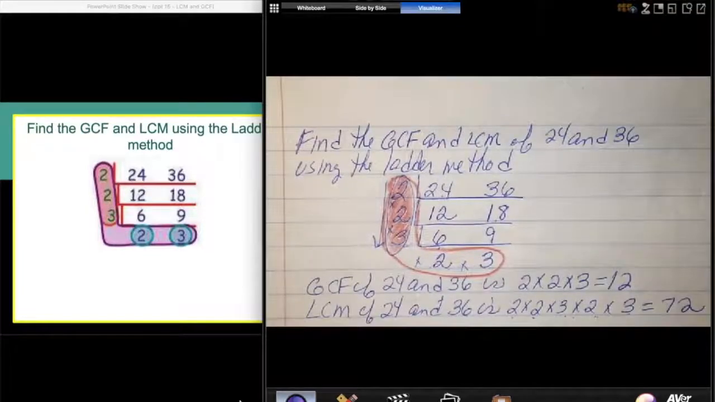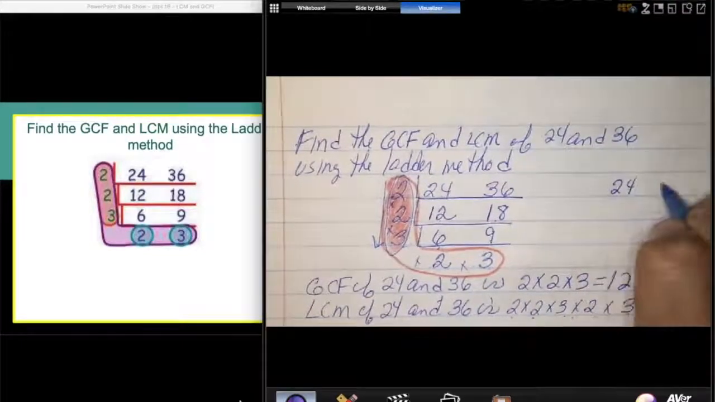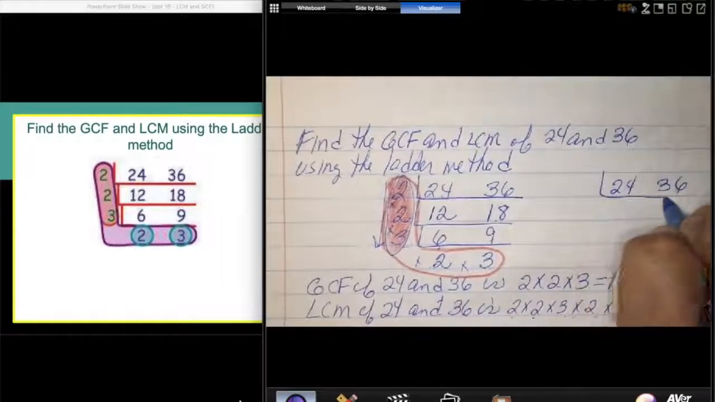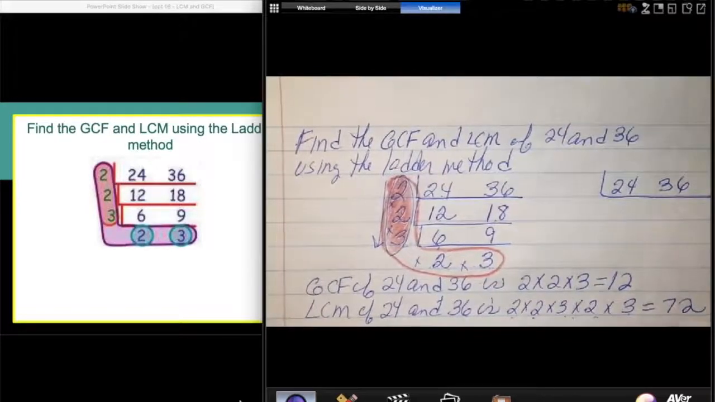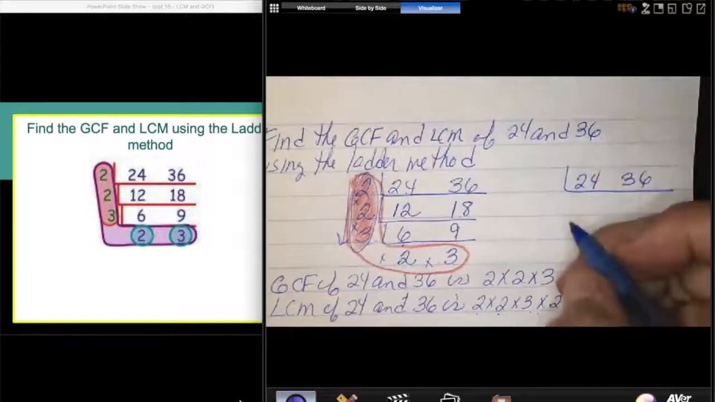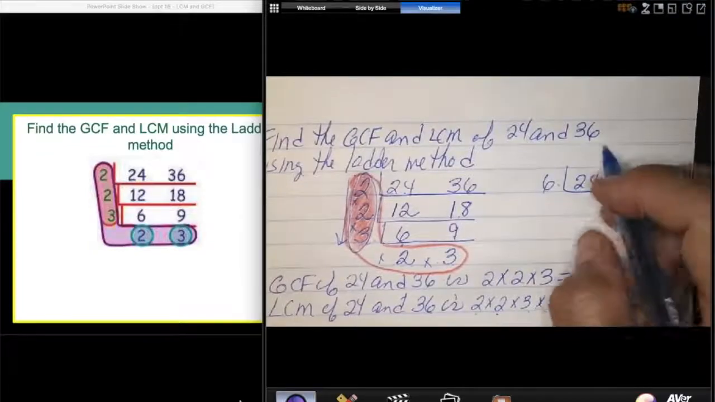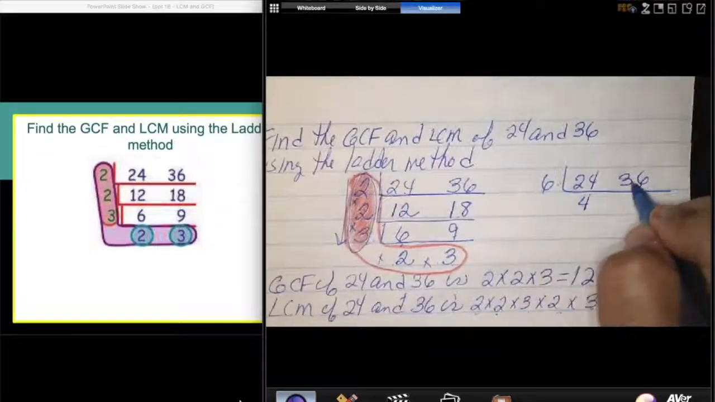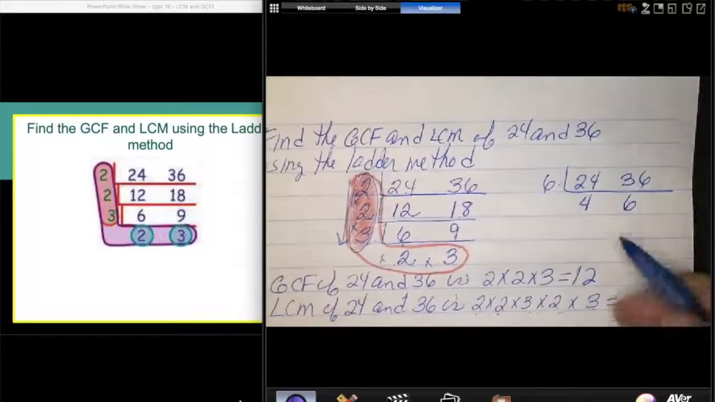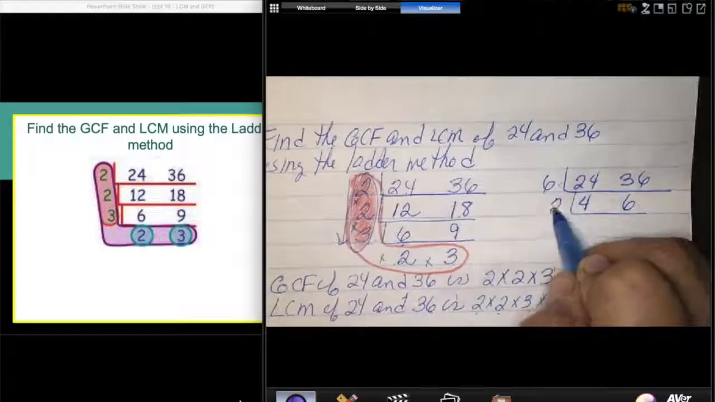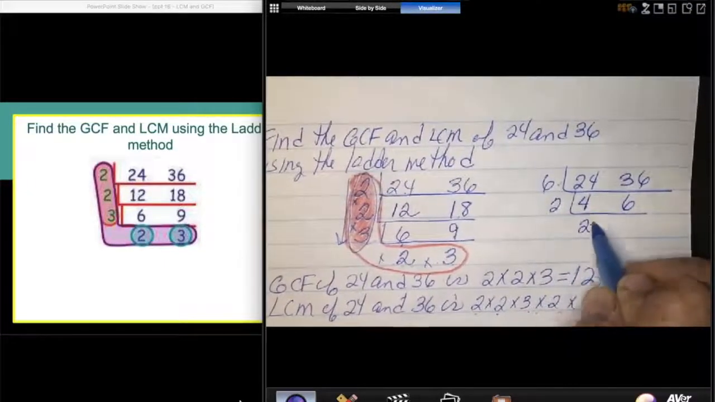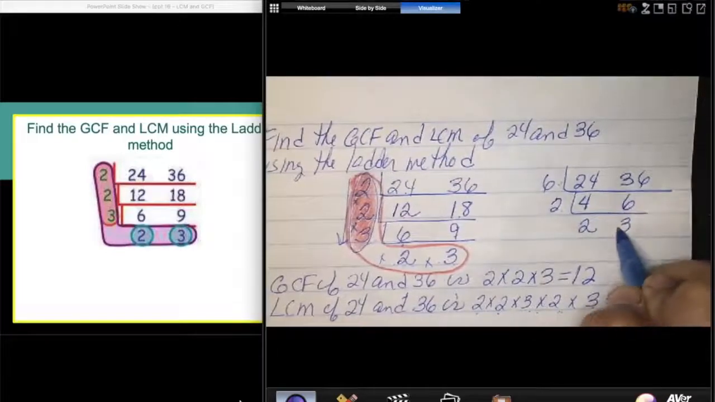Now, notice how I did my ladder and I started with 2. I could have picked other factors. The better I know my times tables, I could go a lot faster. I could have started with 6. It does not have to be a prime number. So 6 goes into 24. 6 times 4 is 24. 6 times 6 is 36. And then I could have divided by 2. 2 goes into 4 2 times. 2 goes into 6 3 times.